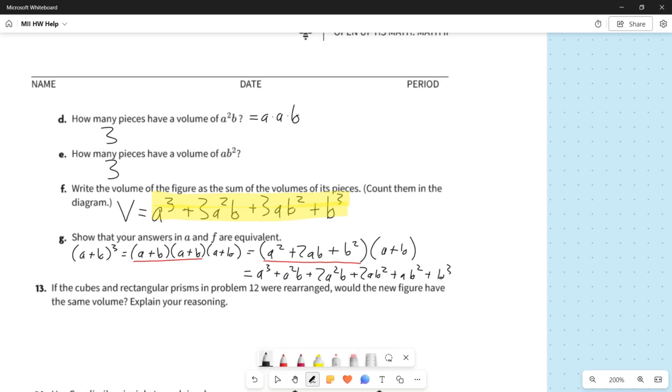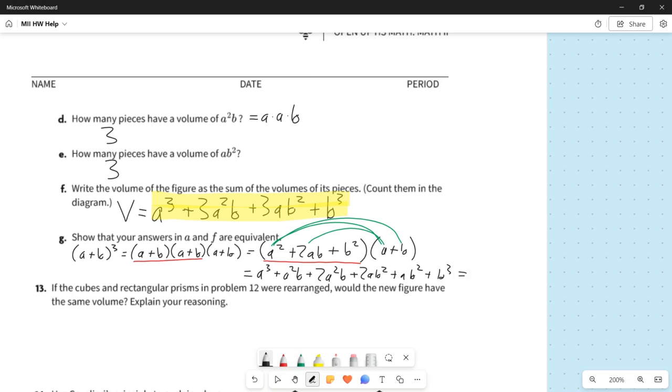And just to clarify here, what I'm doing is the distributive property. So to get my A cubed, I did A squared times A. That's where my A cubed came from. Then I did A squared times B. That's where my A squared B came from. Then I did 2AB times A, which is 2A squared B. So I'm just going through and methodically making sure that everything gets multiplied.